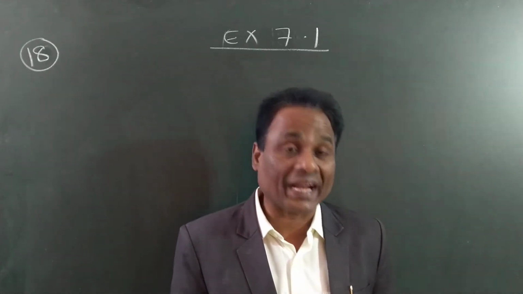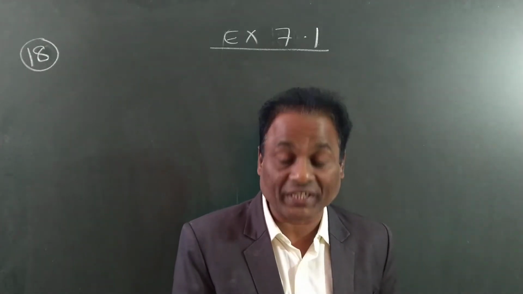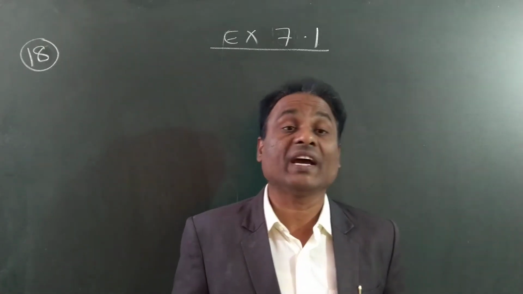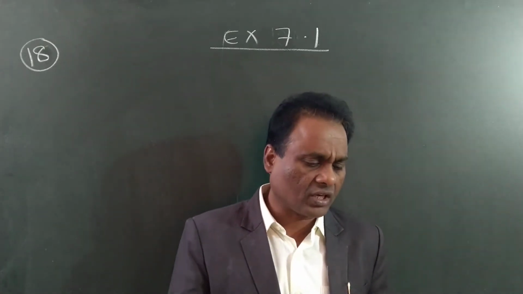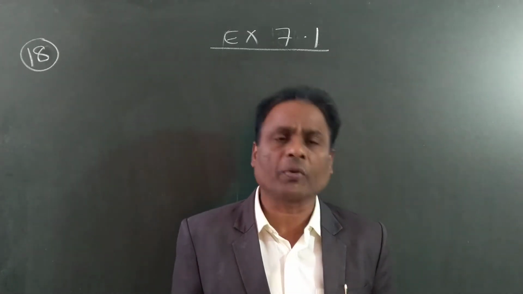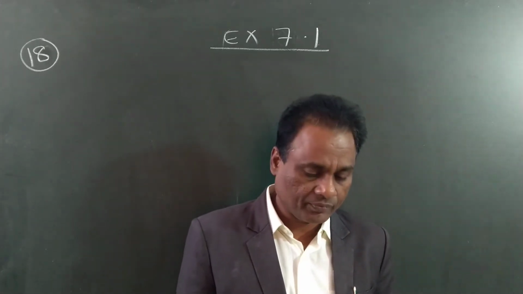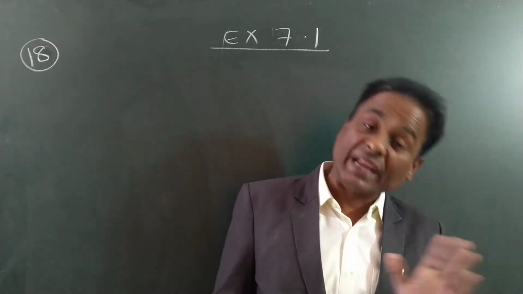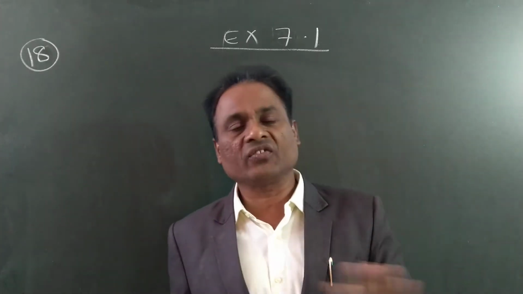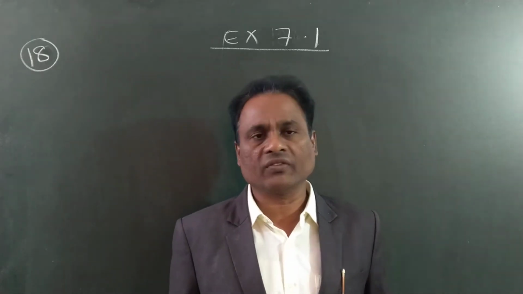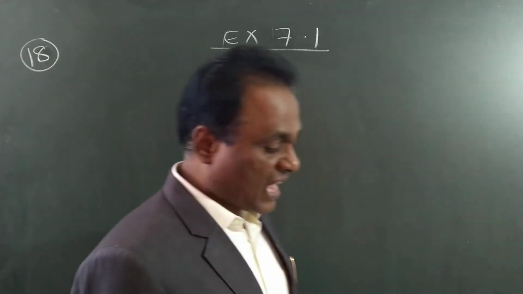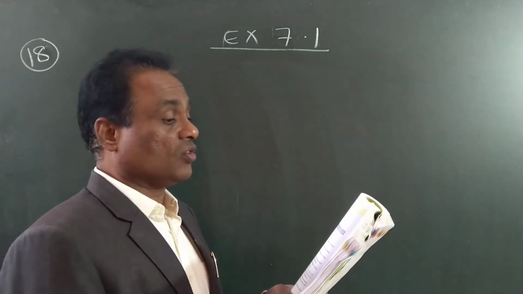So, continuation of frequency distribution tables and graphs, that is the 7th chapter in our textbook, and we are in the first exercise. Maybe 4 problems are left in the last exercise. In this we studied about the mean, median, mode. All the concepts are over, no new formulas, we can just continue the problems. In the last class we completed the 16th one.